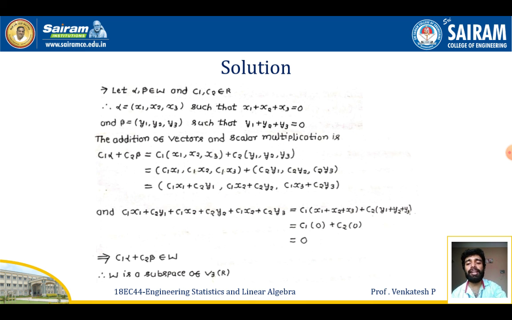So hence I can say that C1 alpha + C2 beta belongs to W. This is the required condition to show closure under vector addition and scalar multiplication. Hence I can conclude that the given subset W is a subspace of the vector space V3(R).